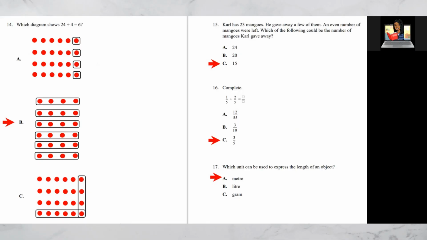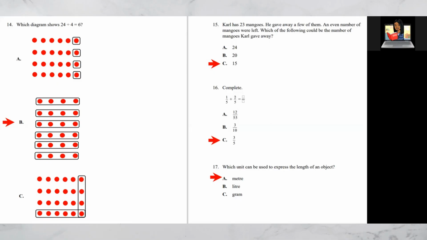Let's look at question 16. 1/5 plus 2/5. Now, when you look, you will see that the denominator is the same, 5. So all you have to do is add the numerator up top there. So 1 plus 2 equals 3, and you use back the same denominator. So the answer would be 3/5.